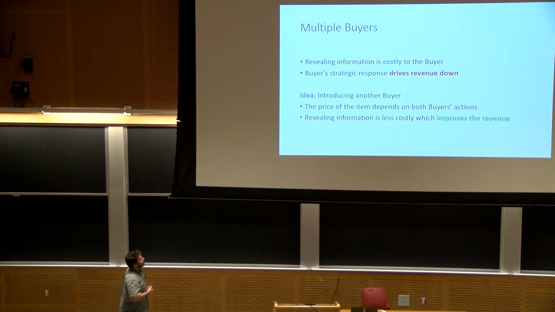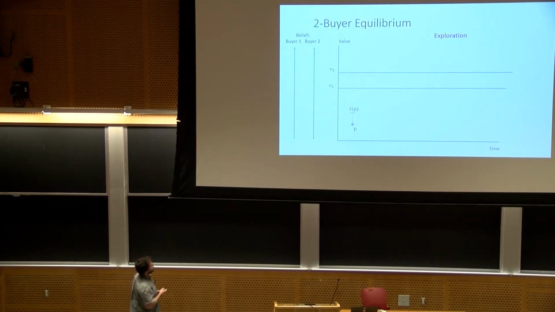So our idea is to introduce another buyer, essentially breaking that asymmetry of information. The price of the item now depends on both buyers' actions, and therefore the buyers are slightly more incentivized. They don't care so much about revealing information, which manages to improve the revenue considerably. And for that, we define an equilibrium. We identify a perfect Bayesian equilibrium that has a nice and intuitive form, which you should all be familiar with, which is an explore-exploit algorithm.